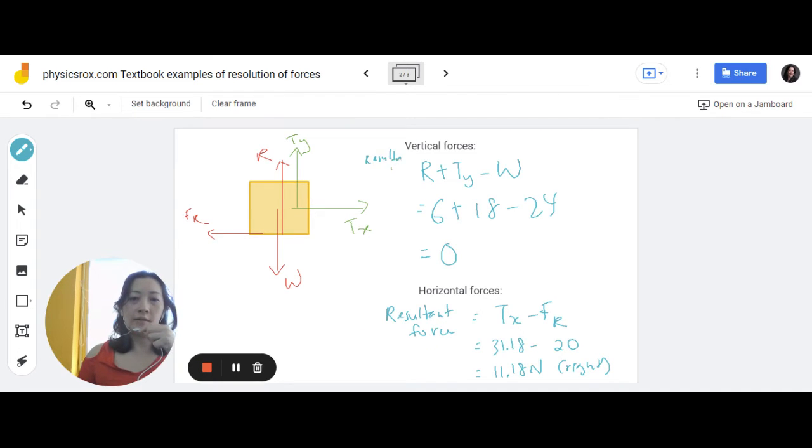I didn't write that out, so I'm just going to write resultant force. The vertical is 0, which means you can ignore the vertical force. So in the end, the only resultant force acting on the object here is 11.18. So this is not even the answer, I'm just going to rub that off. Okay, so that's how we solve the resultant force.